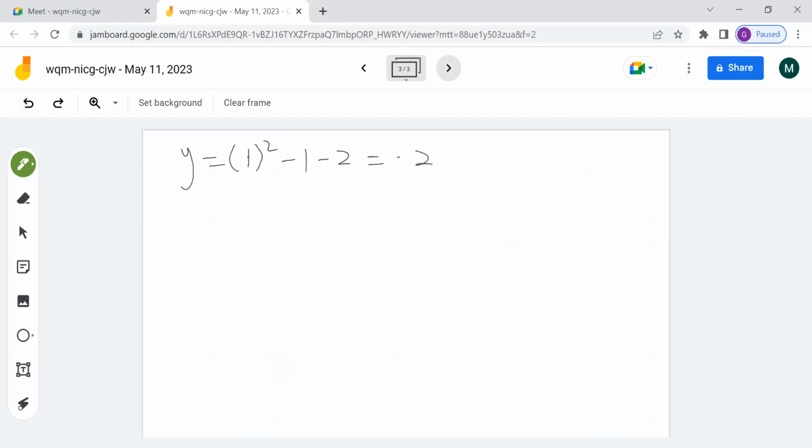So take any other 2 values. For example, if you take x equals 2, then what is y? y becomes 2 squared minus 2 minus 2, right? So that should be 4. Right or wrong? Okay, so that should be right.